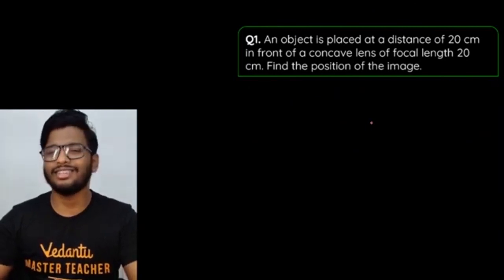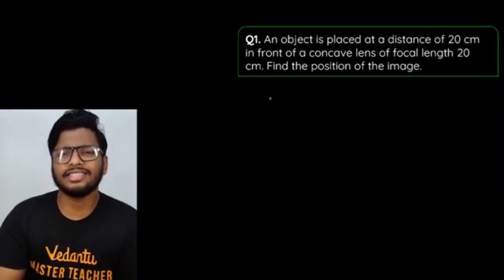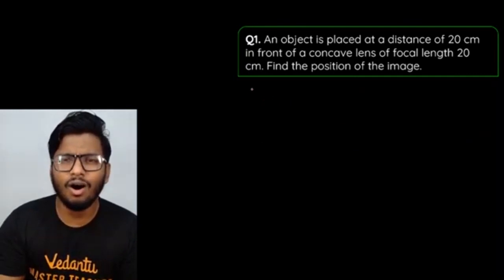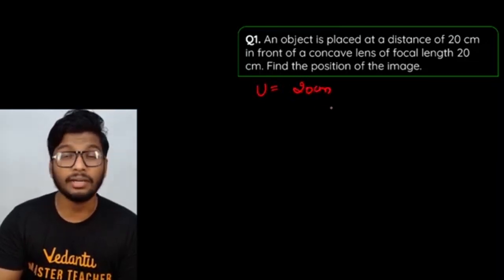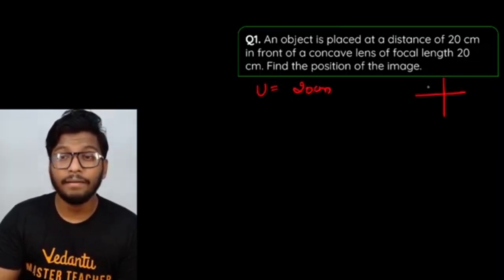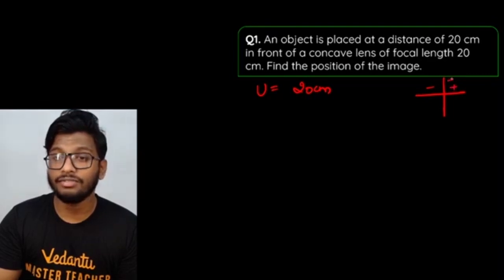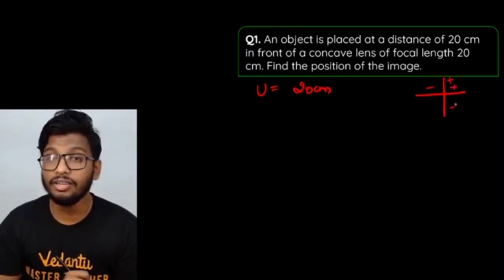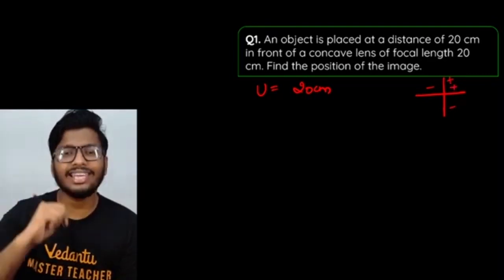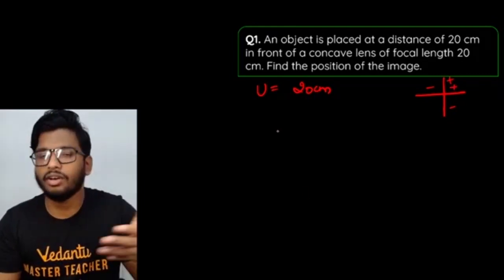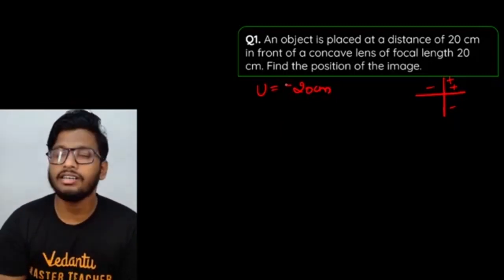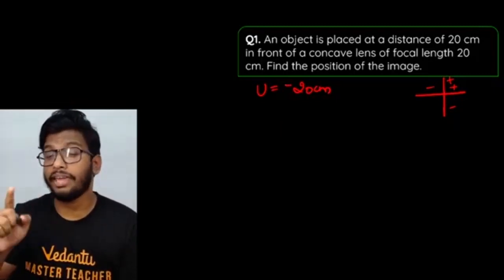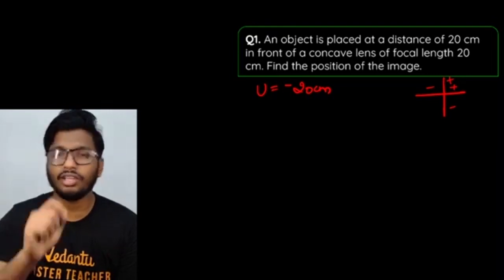Alright, let's take a look at this question and get ready. First thing, the object is placed at a distance of 20 centimeters, which is U. U is given as 20 centimeters. But people, remember the sign convention. The object is always kept on the left hand side, so it's going to be negative. So minus 20. Remember this, guys, paying attention to sign is very, very important. That's the first thing.